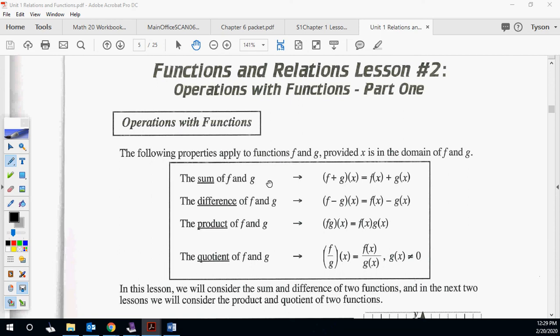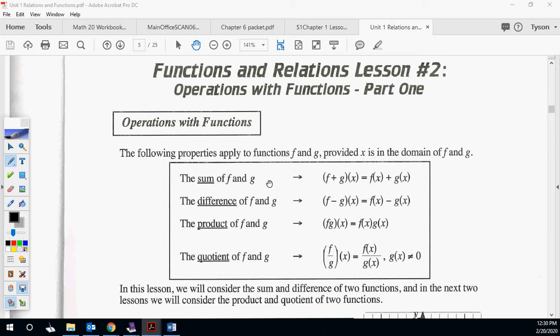Section 1, chapter 2, lesson 2: operations of functions, part 1. So now we're talking about different operations to do with functions. You have the sum of functions, difference, product, and quotient. And we're going to talk about the domain and range effects of each.